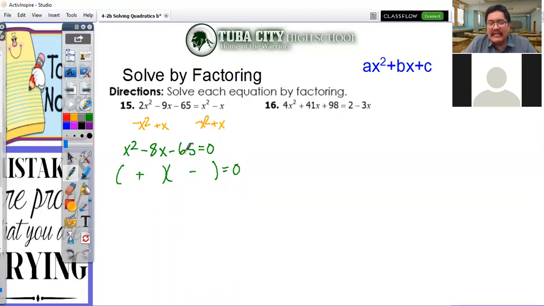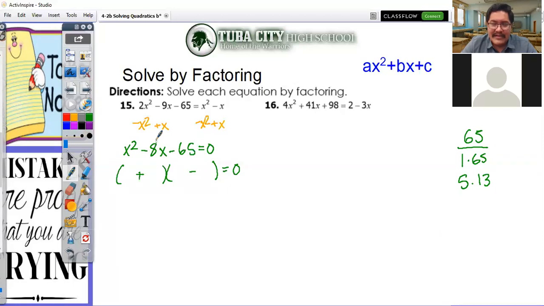Now 65 is kind of a tough number to work with, so I can make a factor list of this one here. So 1 times 65, nope, not that one. Can't be divided by 2. Can't be divided by 3, which in this case it looks like it's going to have to be 5 and 13. So 5 times 13, and that one does look like it's going to work because 13 minus 5 is 8.